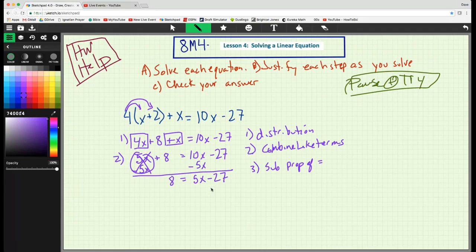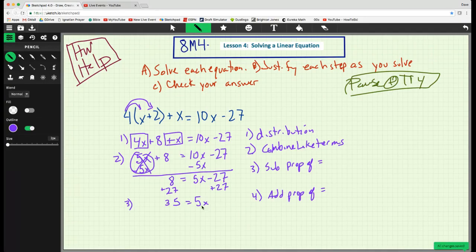Now, let's get these constants on this side. 8 and 27 is 35 equals 5x. And that's by the addition property of equality. We added 27 to both sides. Now our last step is we're going to divide by 5. 5x divided by 5 gives us x equals 7. And so that's the division property of equality.